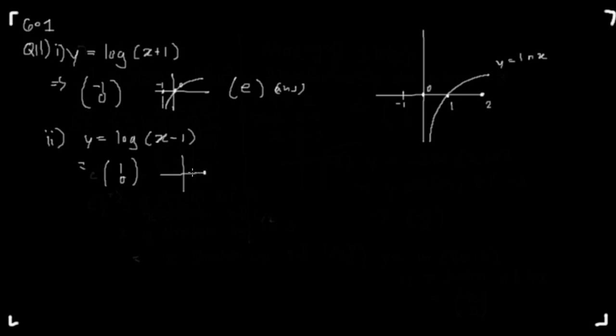So maybe this is 2, this is 1. It's going to start off here. It's going to move like that. Then let's go for 3. Probably should write this down.